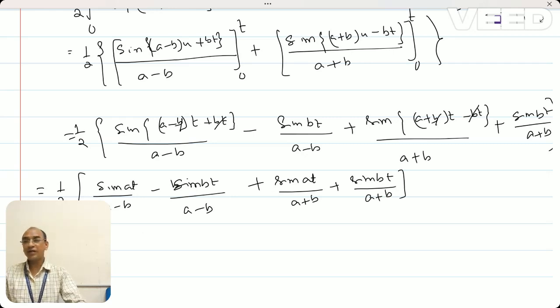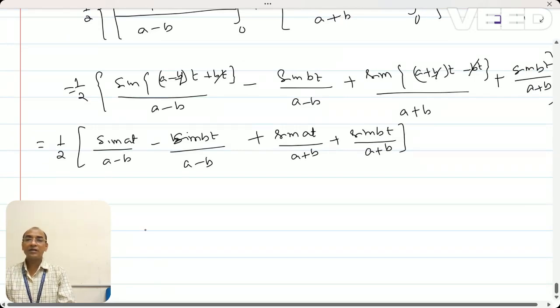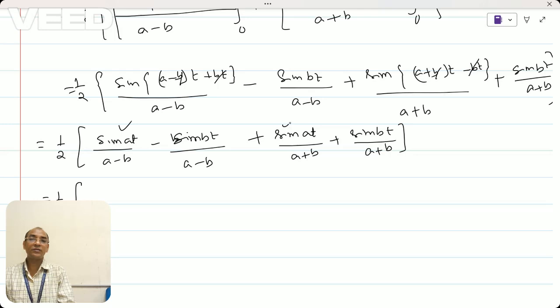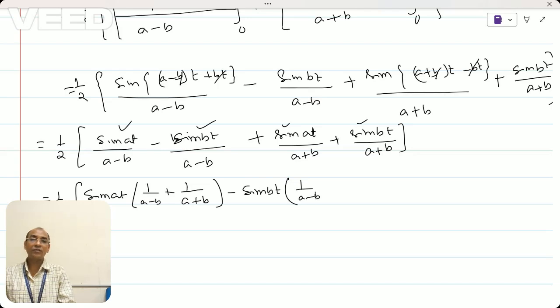Now we can take sin at common, and we will have 1 by 2. From these two terms, sin at is common, the remaining thing will be 1 by a minus b plus 1 by a plus b, and from these two terms I will take sin bt, so minus sin bt, and the remaining thing will be 1 by a minus b minus 1 by a plus b.